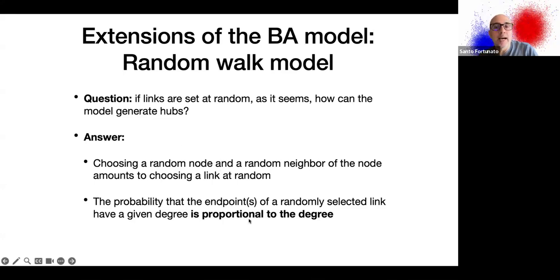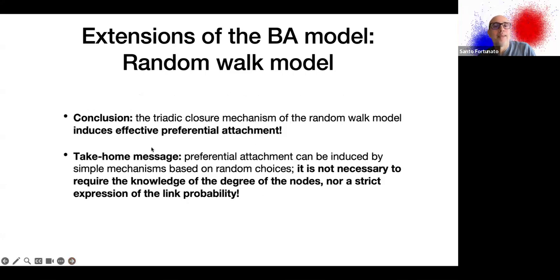So this is where the hubs come from, because the moment you connect with a neighbor of this target node that you picked at the beginning, the probability of picking that neighbor is proportional to the degree. But this is a preferential attachment in disguise, or effective preferential attachment. The take-home message which comes with this model is that preferential attachment can be induced by simple mechanisms based on random choices. I choose a node and I decide to be a friend to the neighbor. If I do that, I effectively do a preferential attachment.